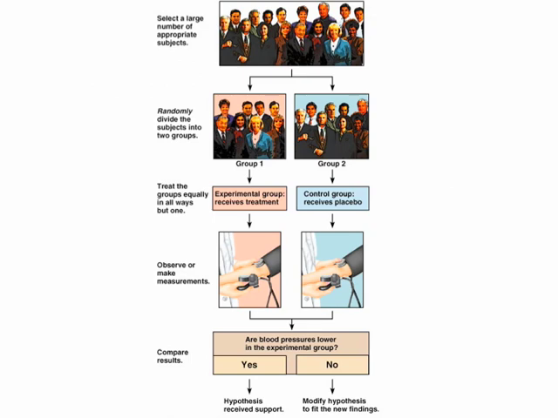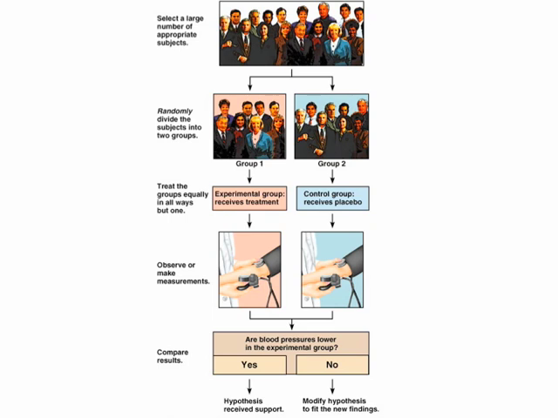This picture here just shows you visually how we're going to arrange our experiment. We're going to select a large number of subjects for our experiment. We're going to randomly divide them into 2 groups. One group is going to be the experimental group and they're going to get the treatment. The other group is going to be the control group and they're going to receive the placebo. After our 1-month period, we're going to observe and or take measurements, in this case blood pressure, and then we're simply going to compare the results.